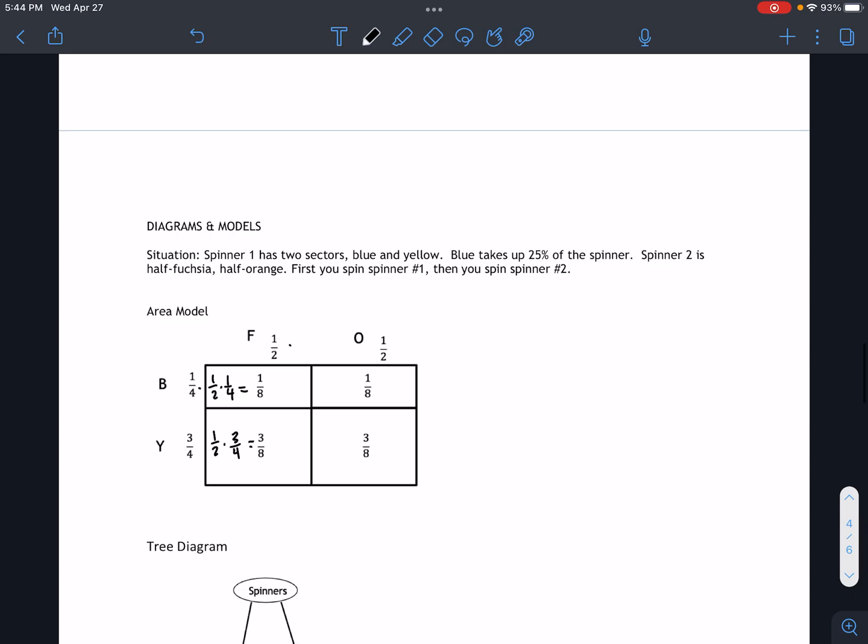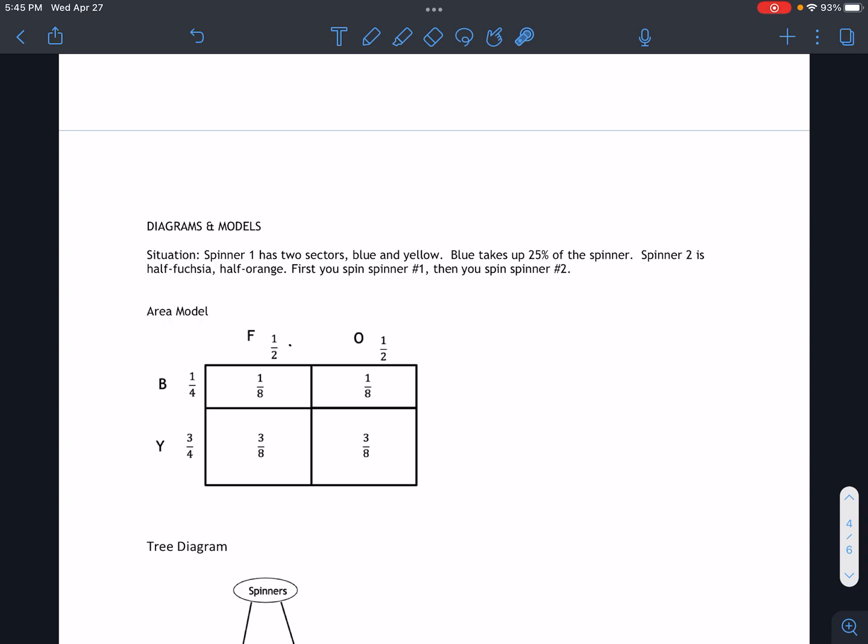Now, the numbers that we're seeing there came from, well, what was here in this problem. It says that we had a spinner that had blue and yellow. Blue took up 25%. So blue taking up 25% means blue is 1/4. That means yellow has to be the rest, so yellow is the 3/4. Then the second spinner is half fuchsia, which is like bright pink, and half orange. So then that is fuchsia gets 1/2 and orange also gets 1/2. So that's how we found the 4 outside numbers, and then to get these inside numbers again is multiplication.